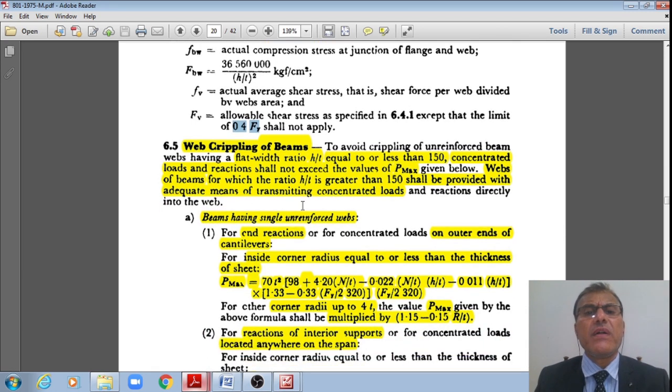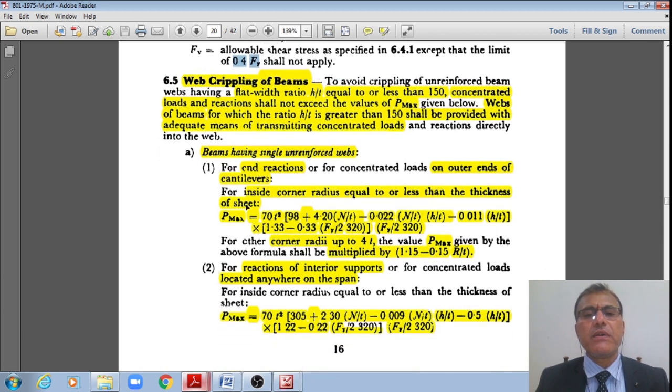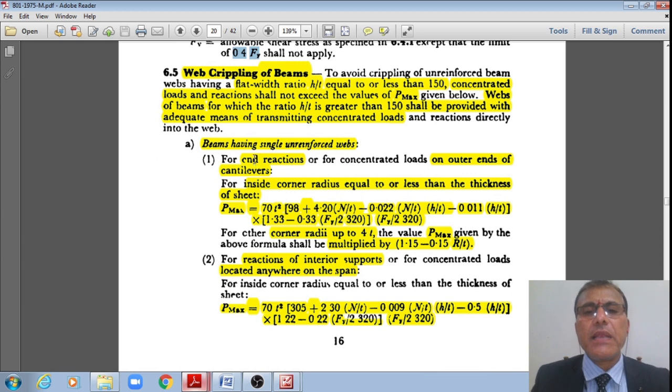However, if the flat width ratio h by t is equal to or less than 150, the concentrated loads and reactions shall not exceed the values of the P maximum given below, right? If the value is more than this, then obviously the web crippling will occur. Webs of the beams for which the ratio h by t is greater than 150 shall be provided with adequate means of transmitting the concentrated loads as well as the reaction directly into the web. Now let us see the first one. Beams having single unreinforced webs, right?